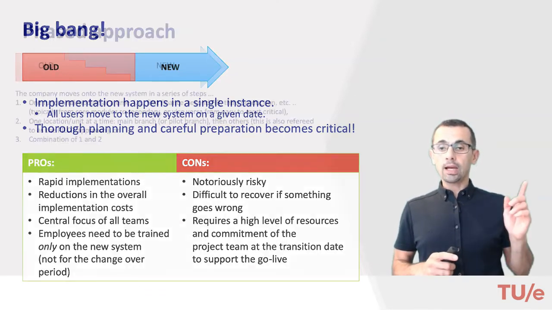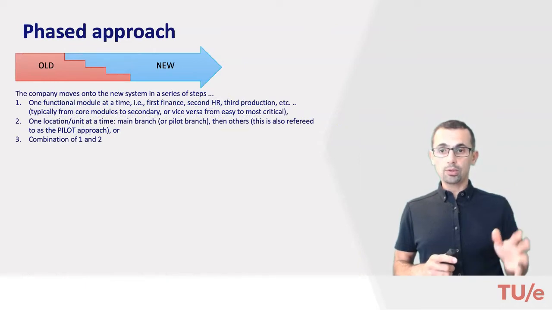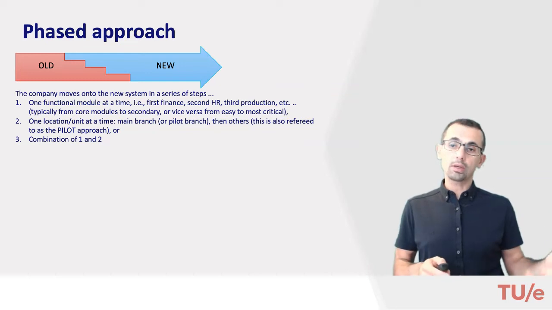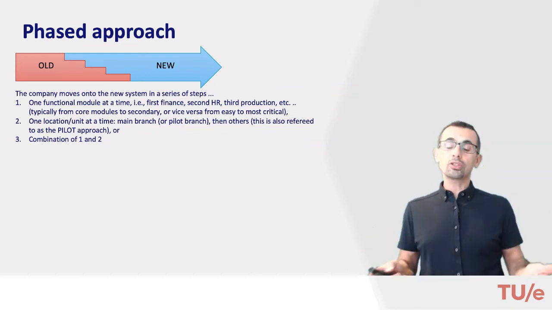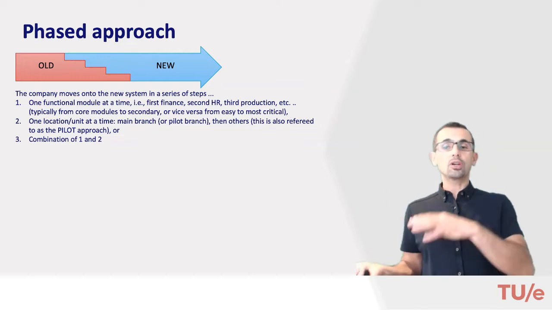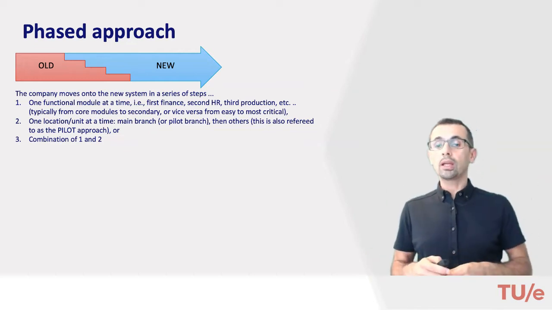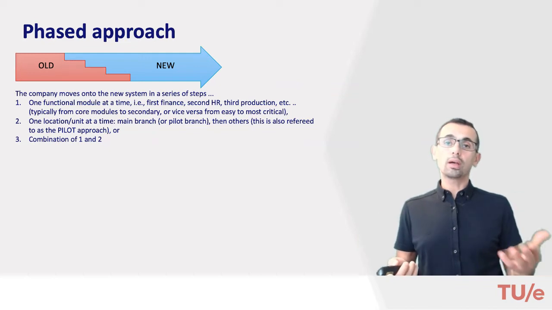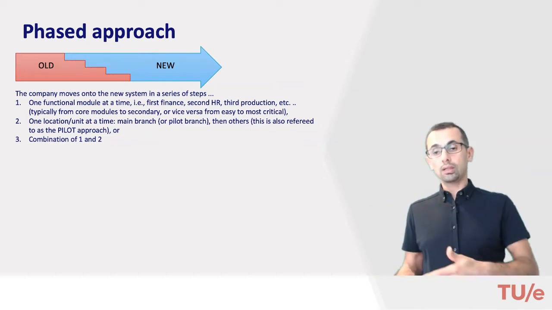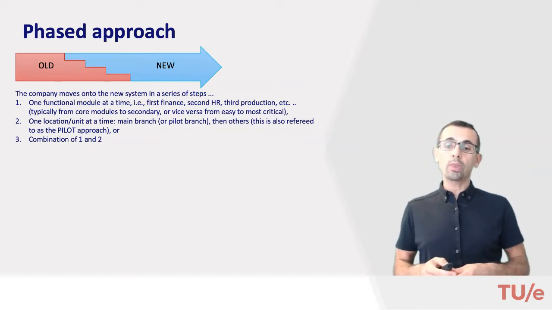That's Big Bang. Now, how about the phased approach? In this one, the company moves into the new system in a series of steps, either one functional module at a time. That is, you do the finance module first, then HR, then production, and so on and so forth. You can start with the core modules and then proceed with the secondary ones, or start from the very easy one and then go with the most critical one.